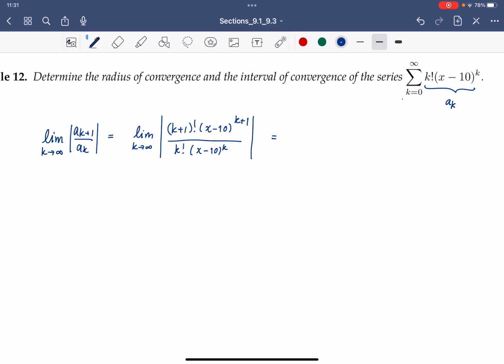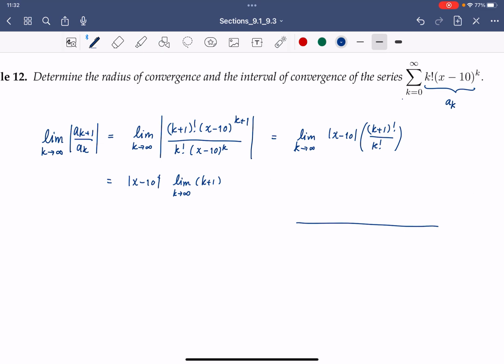So you're going to have the limit of the absolute value of x minus 10, and then you have (k+1) factorial over k factorial. Now (k+1) factorial is going to cancel out with k factorial, so you only have x minus 10. I pull it out from the limit, and then I get the limit of just k+1.